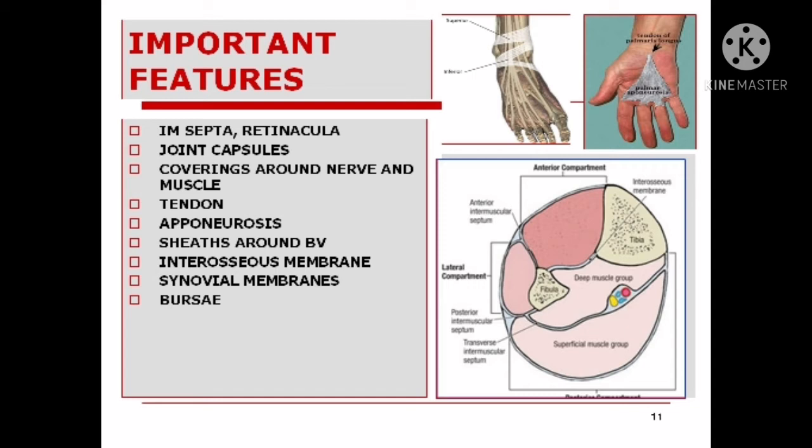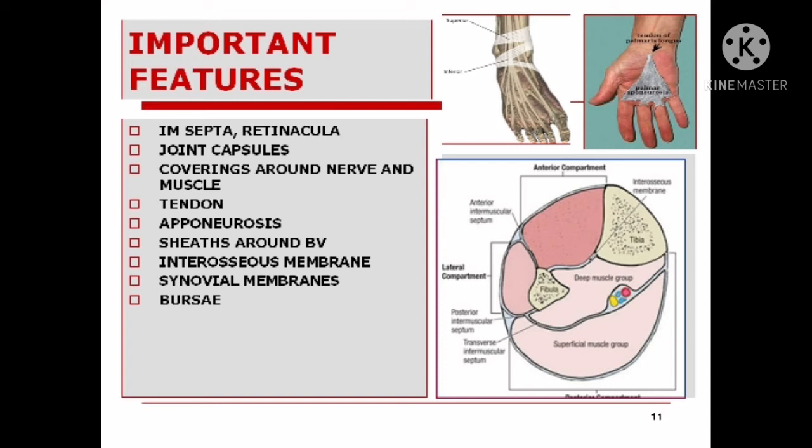The aponeurosis is a flat sheet-like structure by which a muscle inserts. This is present especially in the palmar region, in the sole region of the foot, and in the anterior abdominal wall. The sheaths around the blood vessels and the interosseous membrane, which is present between two parallel bones, are found in two places: the upper limb, the forearm, the radius and ulna, and in the lower limb, the tibia and the fibula.